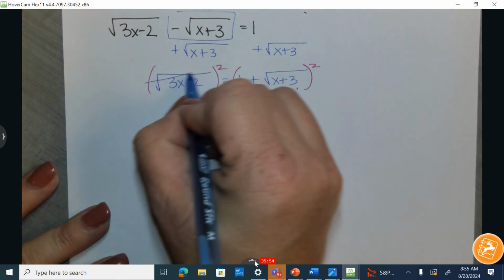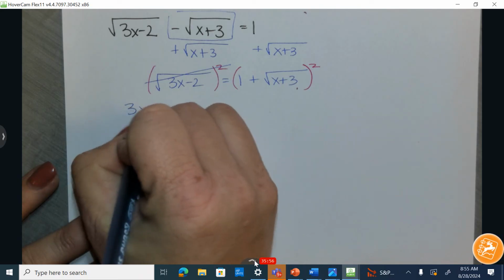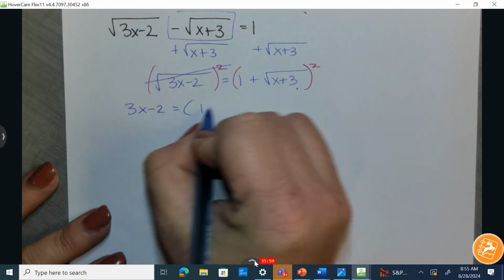Well, on the left-hand side, pretty simple. I'm left with simply 3x minus 2. But on the right-hand side, I've got to write this down twice.